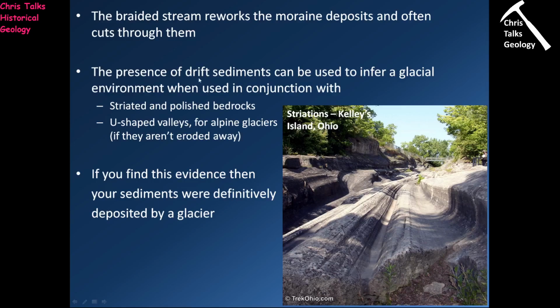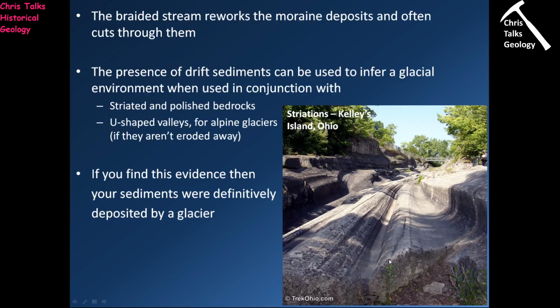Now, the presence of drift sediments can be used to infer a glacial environment, so they're very helpful. So once you see a rock that looks like a glacial till, you can say, yeah, that's probably due to a glacial system. However, what you really want is a little bit more evidence, just so you can definitively back up your environmental interpretation. So there are a couple of things we might look for. The first thing we might look for are striated and polished bedrocks.